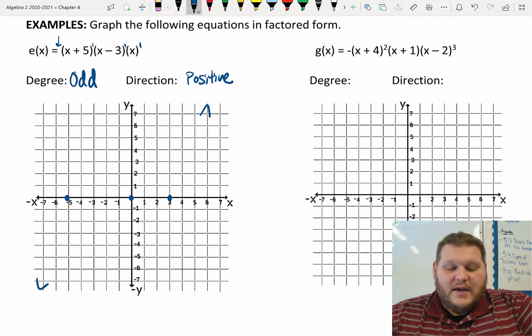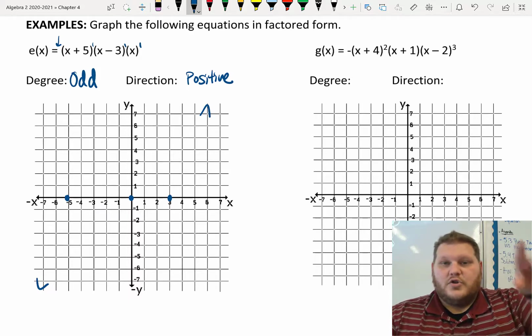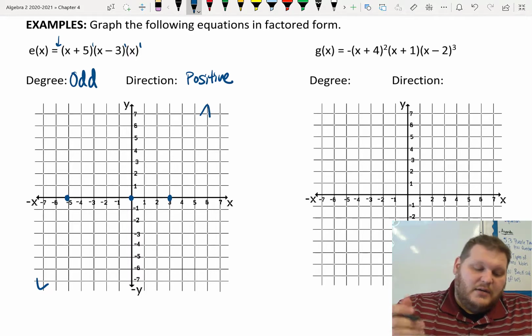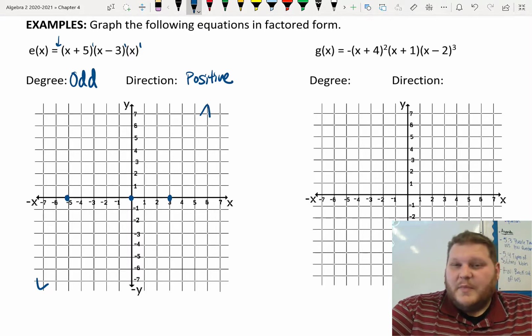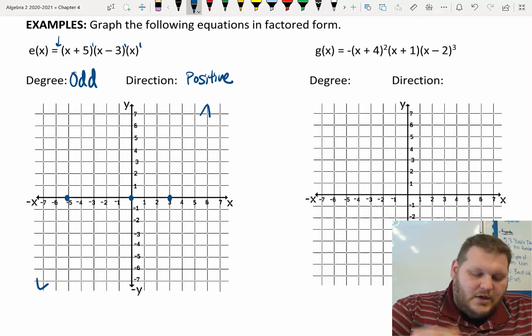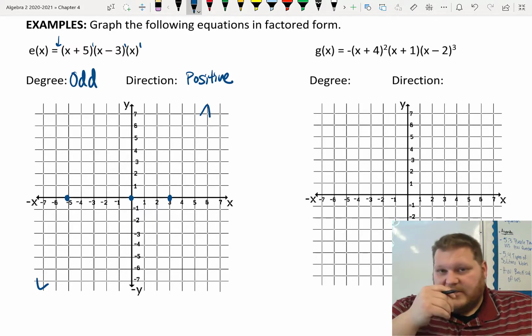Now all three of these have just a degree of 1, so they're going to go straight through. No hesitation, no nothing else like that. The other nice thing here is that I know my y-intercept. That's the other big thing that we utilize, is the y-intercept. Here it actually is at 0 because it was one of my x-zeros, one of my solutions.